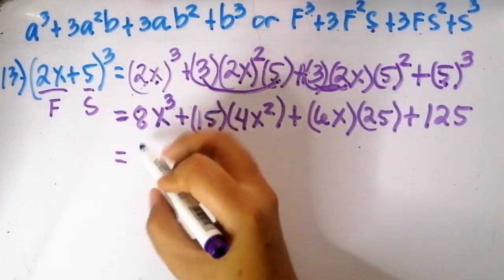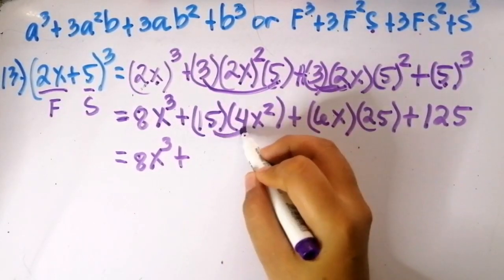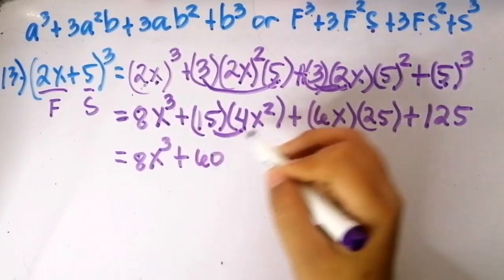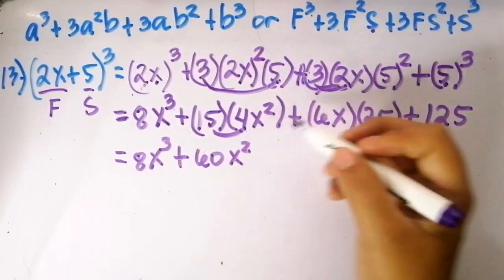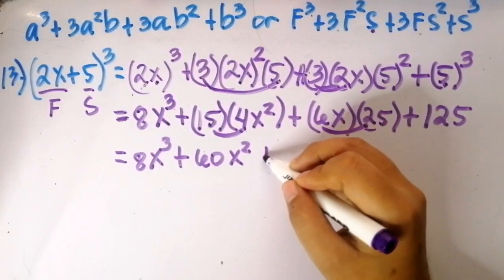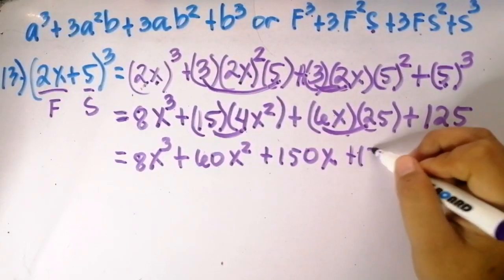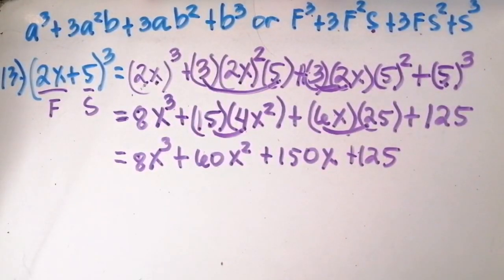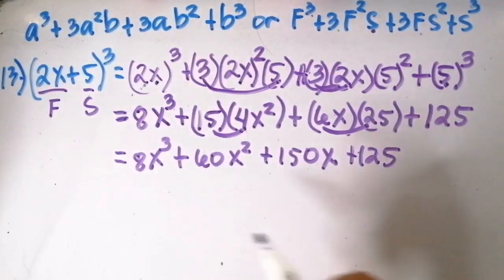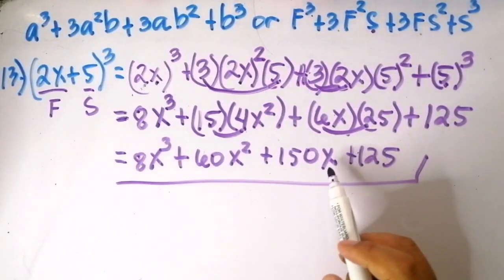Then, simplify. 8x raised to 3 plus 15 times 4 equals 60x squared. Then, 6x times 25 equals positive 150x plus 125. Meron bang pwedeng i-combine dito or may like terms ba? Wala. Ibig sabihin, this is now the final answer since naka-arrange naman na siya according to its exponent.